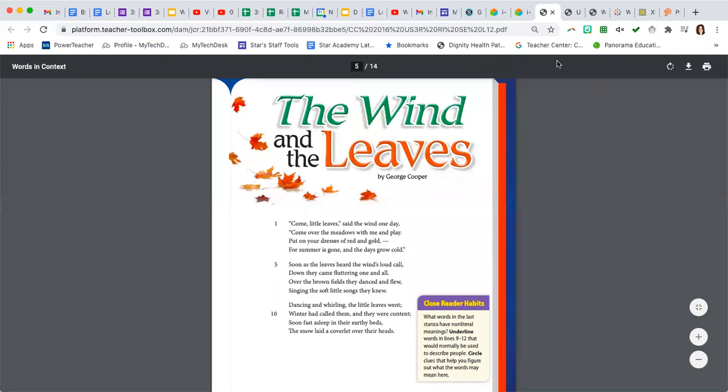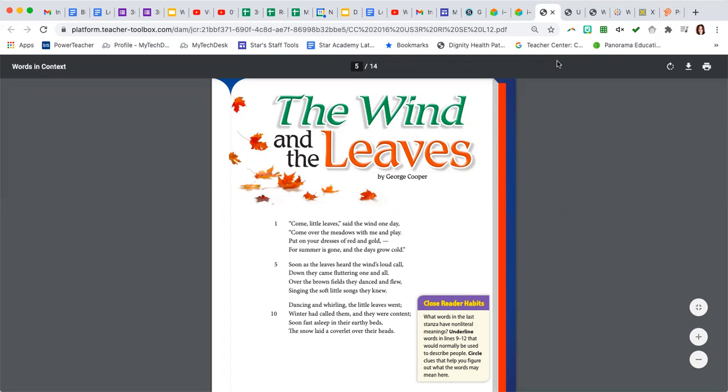Hi, everyone. All right, we are going to continue on with lesson 12 in our Ready Reading, Words in Context. Today, we will be working on pages 204, 205, and 207. So today, we're going to read a poem that describes nature during a specific season.